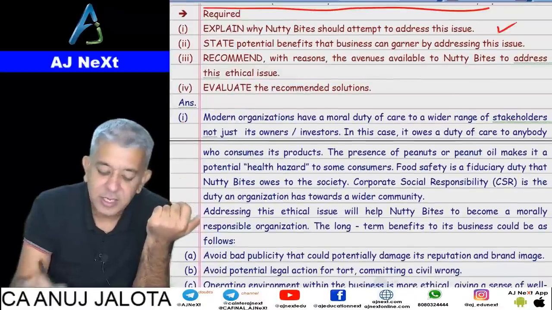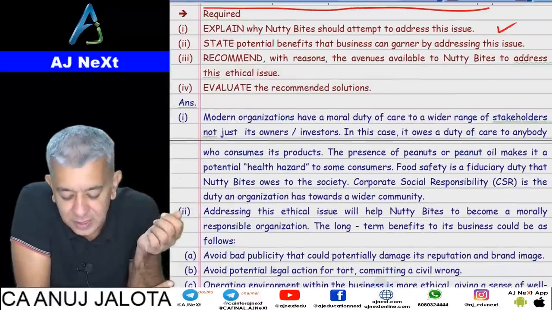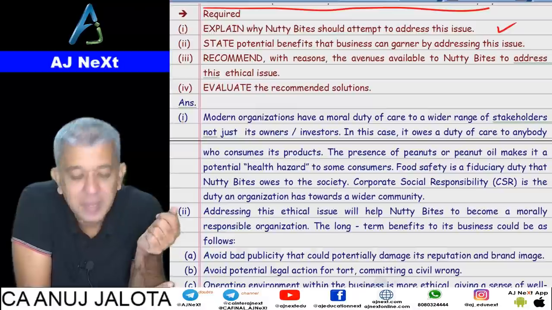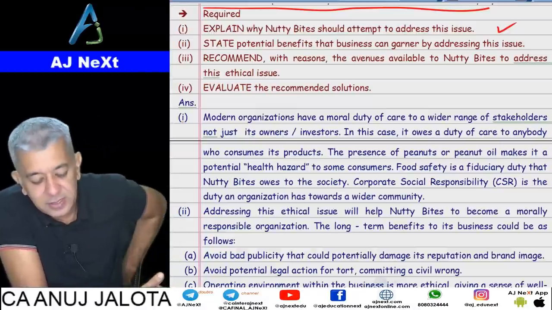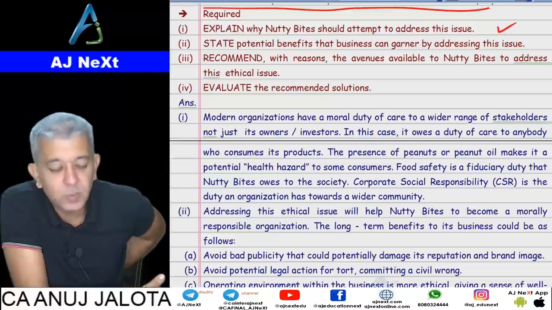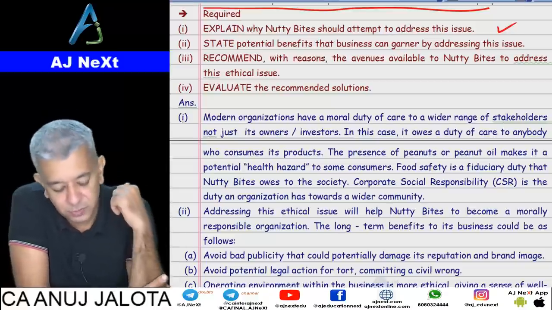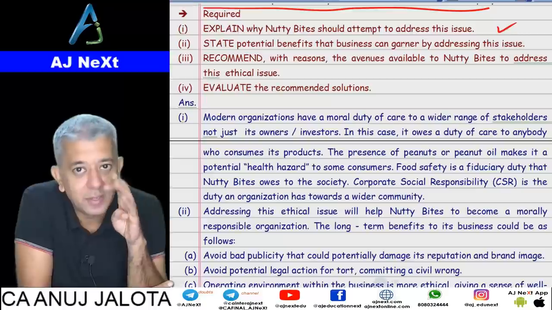Second, state potential benefits that the business can garner by addressing this issue. Third, recommend with reasons the avenues available to Nutty Bites to address this ethical issue. Fourth, evaluate the recommended solutions.